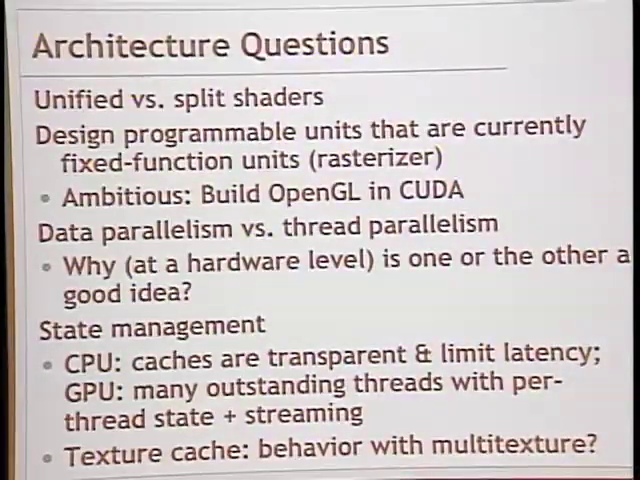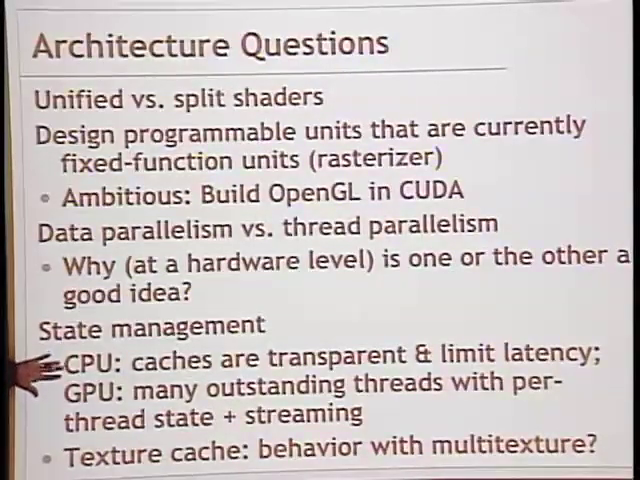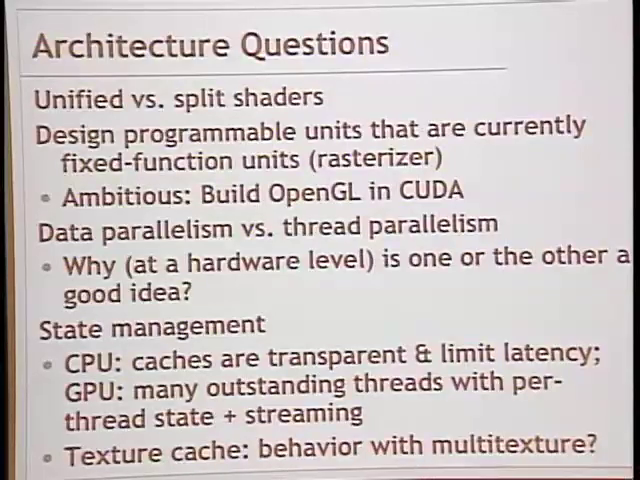That's a different way to do it. Something like Larrabee will end up offering both kinds of parallelism. Okay, what's better from a hardware point of view? That's a very big and broad question, but you might find an aspect that's interesting there. Issues with CPU state: how is state managed? Well, CPU does latency-limited stuff. GPU has lots of threads to do latency hiding. For general problems, what's interesting there?